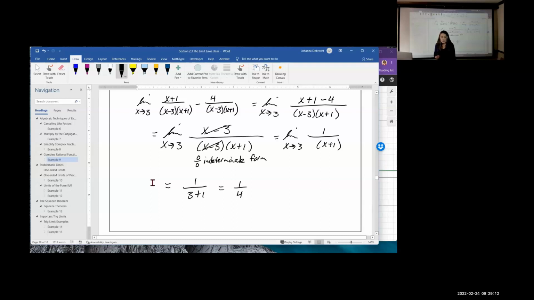Now, what does that mean? That means we have a hole in the graph at (3, 1/4). The limit does exist, so it's not a vertical asymptote, it's a hole. All right, so the limit does exist, and we have a hole there at (3, 1/4).